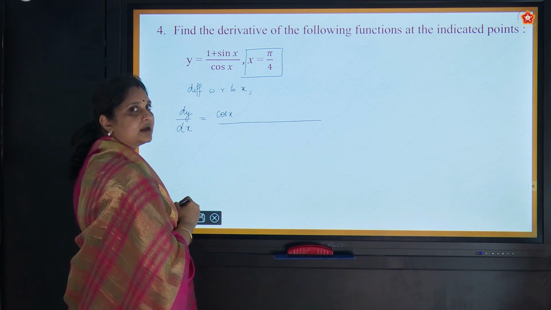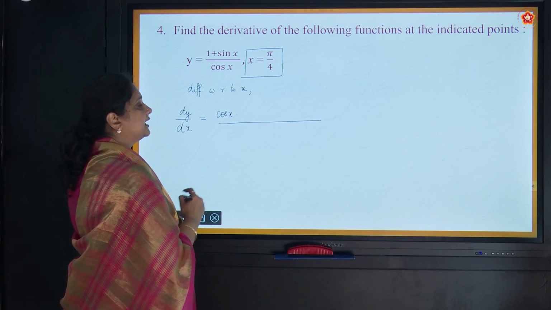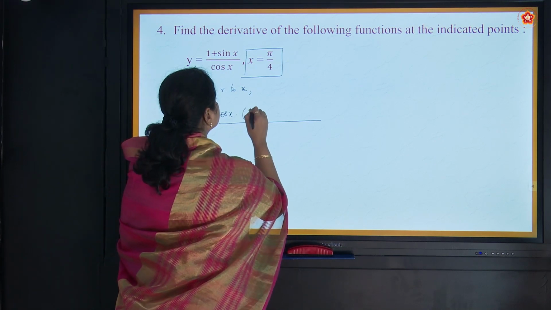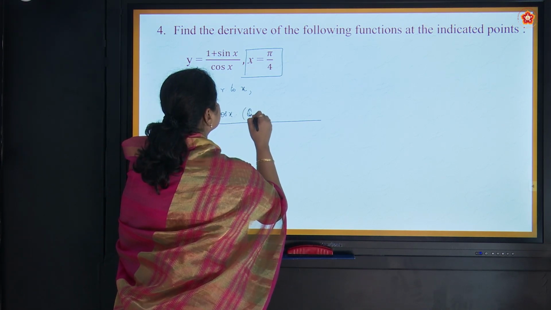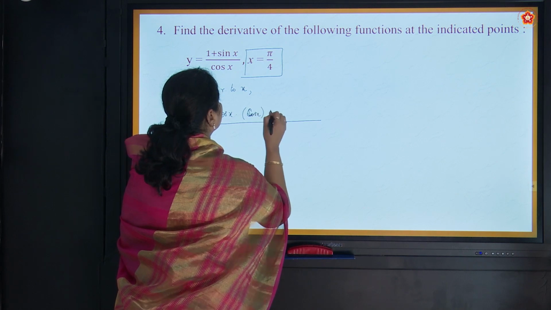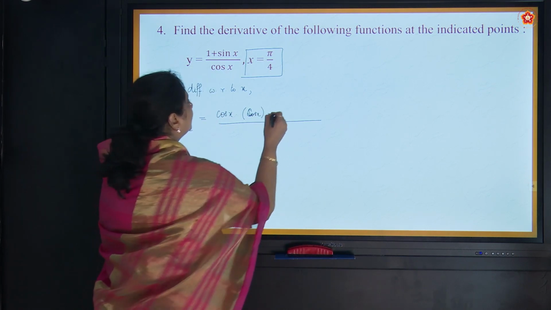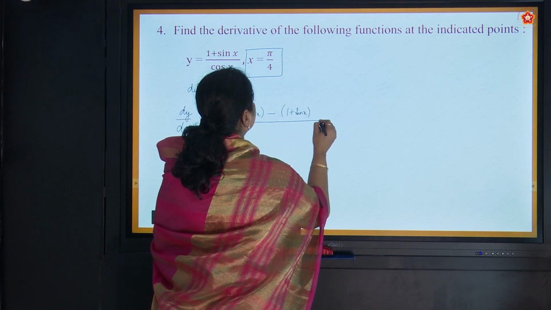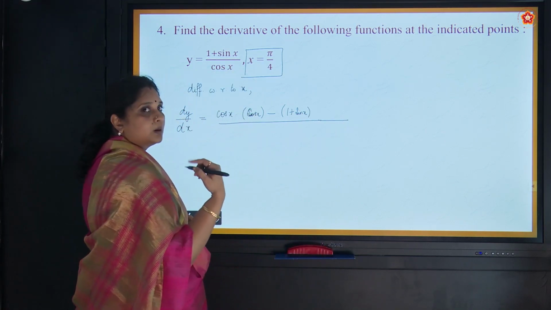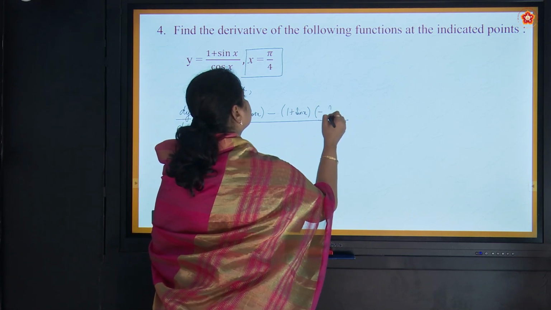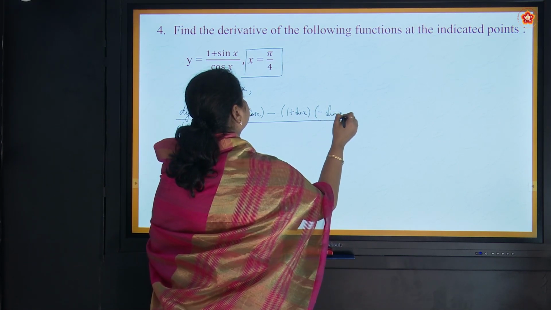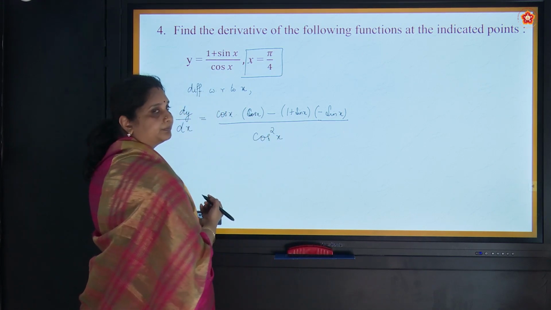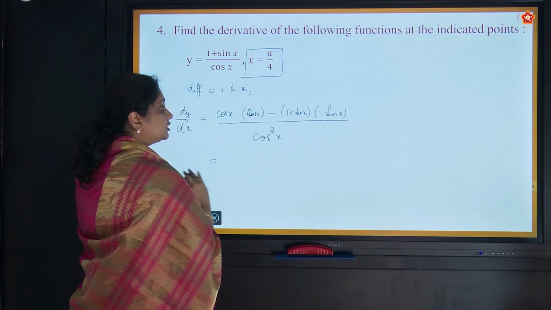1 plus sin x, how do we differentiate? Differentiating 1 gives us 0. Sin x on differentiation gives us cos x. Minus 1 plus cos x, that's the numerator, will be kept unaltered. And the denominator, that's cos x, on differentiation gives you minus sin x. By the denominator getting squared. So now my differentiation is done.